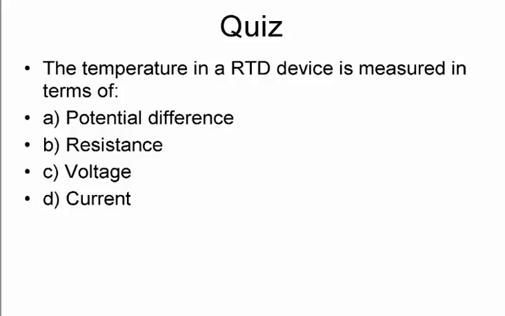Okay, so the temperature in the RTD device is measured in terms of A, potential difference, B, resistance, C, voltage, or D, current. Okay, so Jeffrey says it must be B. If you think about what we've just discussed, the RTD, it is resistance, so that is the second one.